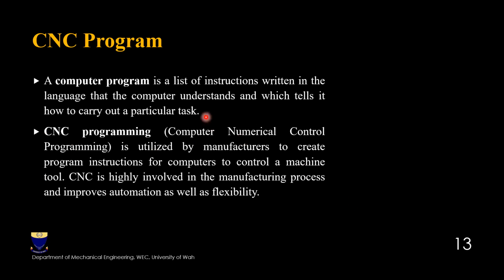CNC program. A computer program is a list of instructions written in the language that the computer understands and which tell it to carry out a particular task. CNC programming, or computerized numerical control programming, is utilized by manufacturers to create program instructions for a computer to control a machine tool. CNC is highly involved in the manufacturing process and improves automation as well as flexibility.